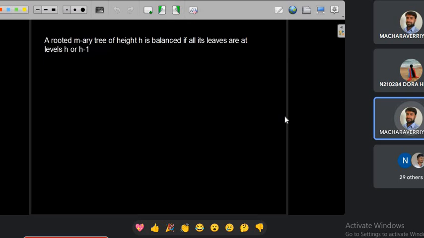So this is the definition of a balanced graph. We say a graph is balanced if all its leaves are at level h or h minus 1. Okay, you take a rooted m-ary tree of height h. So the tree height is h. Now you look at all leaves of the graph. So all leaves of the graph must be either at level h or at level h minus 1. So if they are at level h or h minus 1, then we can say that it is a balanced graph.